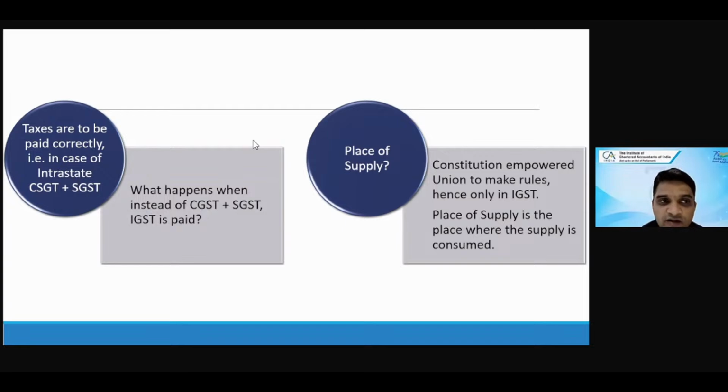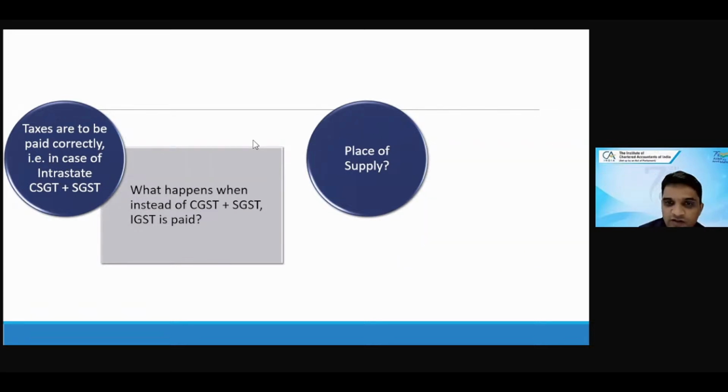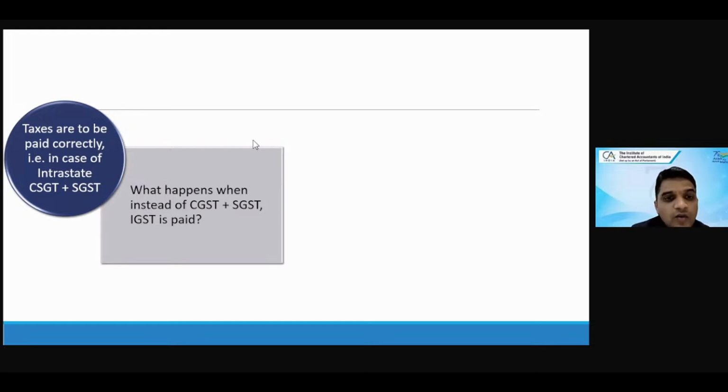Now, let's go back to our first question. What happens if taxes are wrongly paid? Now, anyways, it is GST. Everything is part of the GST. So we'll go to the first question, then we come to the second one. What happens according to you when instead of CGST and SGST, you have paid IGST? What can you do?